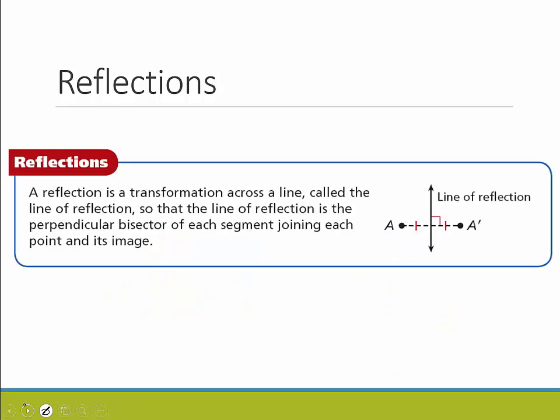So a reflection is a transformation across a line called the line of reflection. The line of reflection is always the perpendicular bisector of each segment joining the point and its image. So let's say I started with point A and I made it to A prime. The line of reflection is directly in between those two, and it's perpendicular to this segment that I just created.